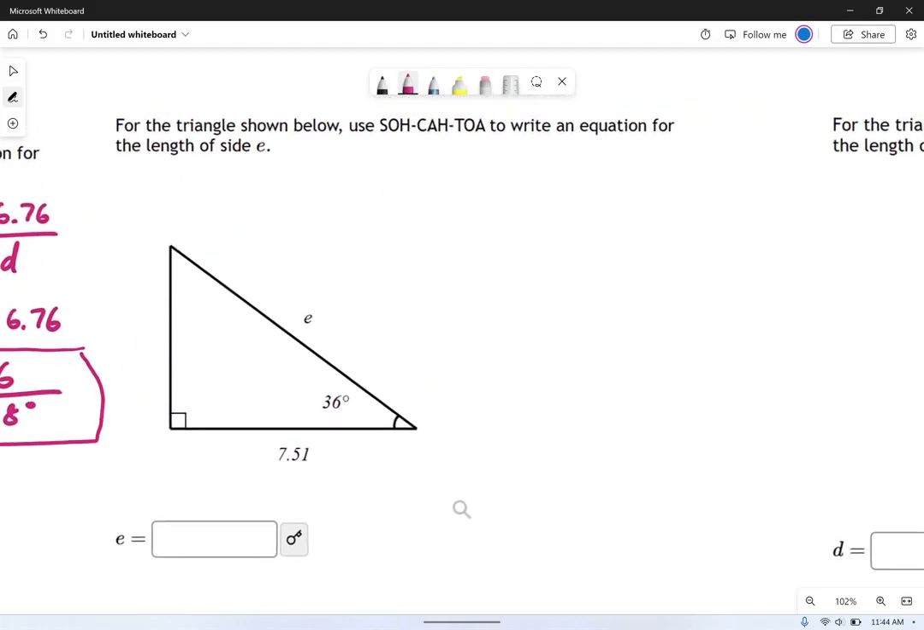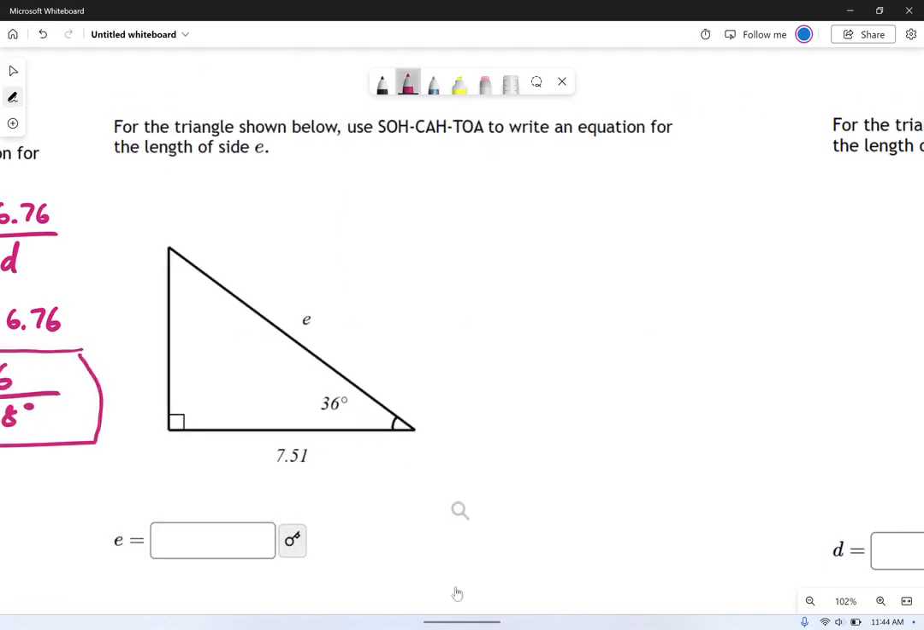I'll go quicker now because we've been through the basics. If I look at that angle and say, what's this 7.51? That's the adjacent side. Okay, and E is my hypotenuse. Well, which one of these things relates adjacent and hypotenuse? That's cosine right there. So my equation will be this. Cosine of 36 degrees equals A over H. Or in other words, 7.51 divided by E.